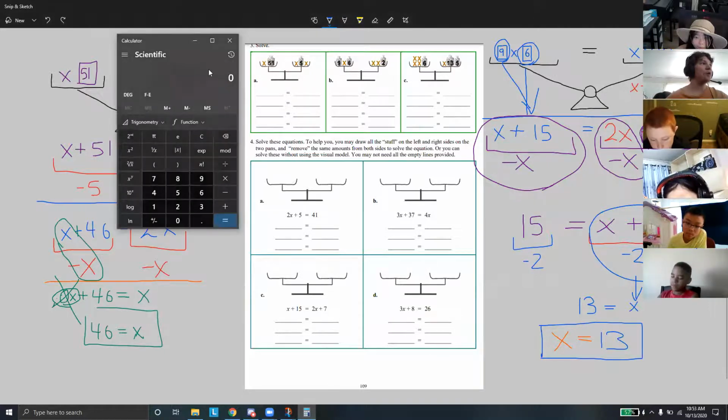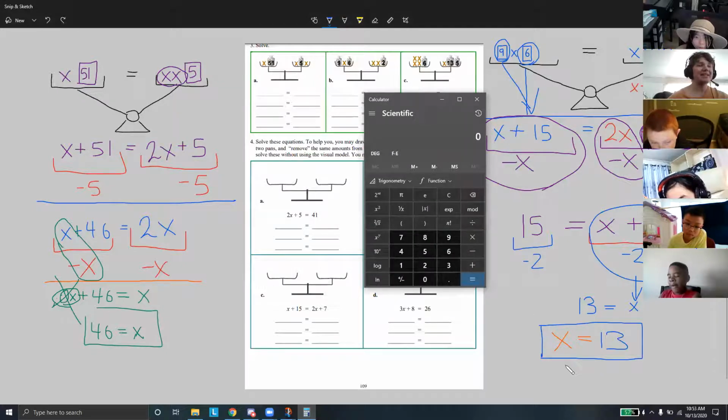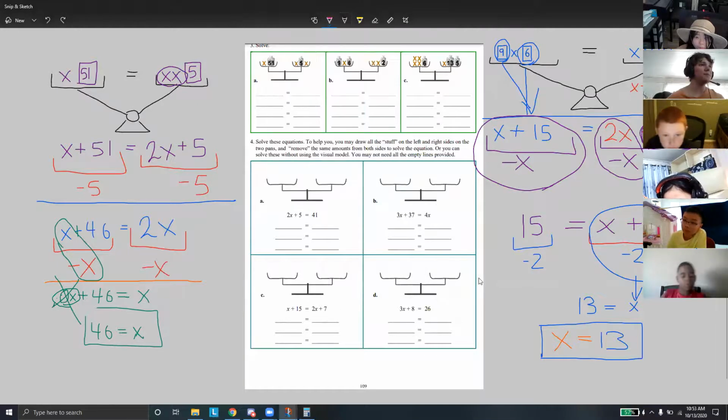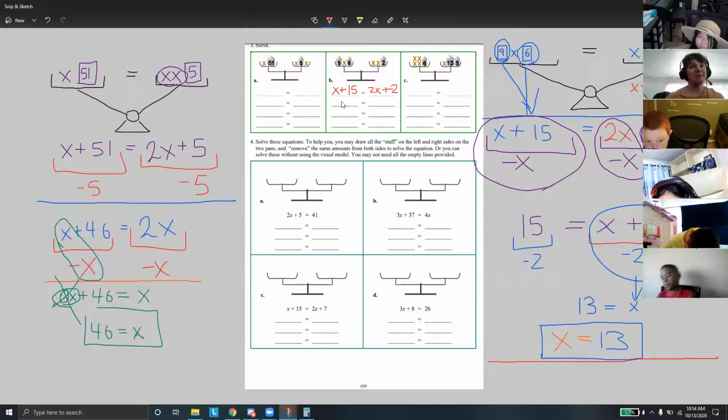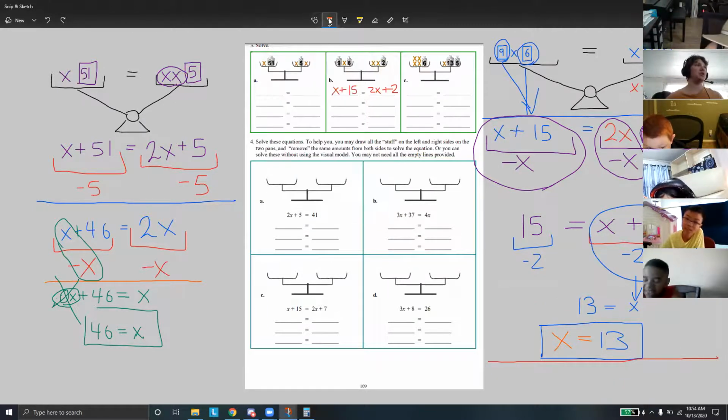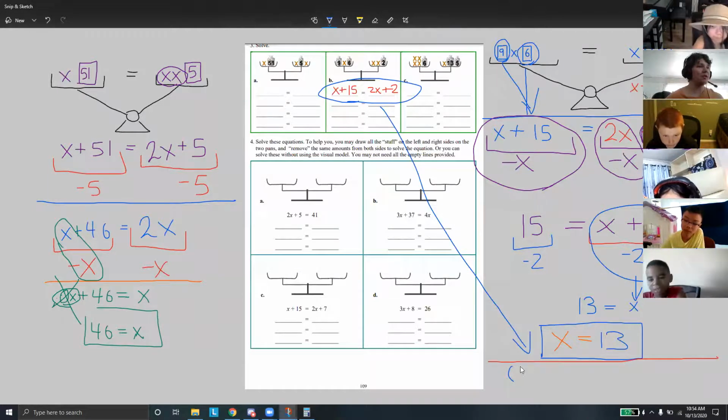So how we could check if we're right is we can plug in the number we found for x, 13. We could plug that number back into our equation and make sure it makes sense. So I'm going to rewrite my equation real quick just so that it looks good. Here's our original equation: x plus 15 equals 2x plus 2. All I'm going to do to make sure I'm correct is replace the x's with what I think x is, 13, and make sure that they're equal to each other. That would make sure that I'm right. So instead of x plus 15, I'm going to write 13 plus 15. And instead of 2 times x plus 2, I'm going to write 2 times 13 plus 2.